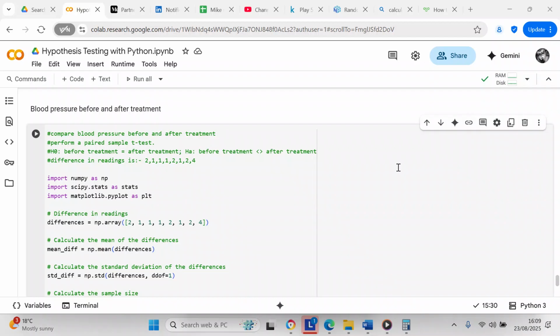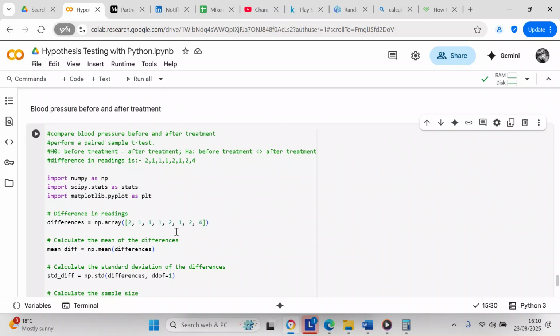We're going to import scipy.stats as stats. SciPy is Python's scientific library, and stats is the statistical module within SciPy. And we're going to import matplotlib.pyplot as plt, which is the visualization library. Now we set the difference in the readings: differences equals np.array 2, 1, 1, 1, 2, 1, 2, 4. Those are your differences in the readings.